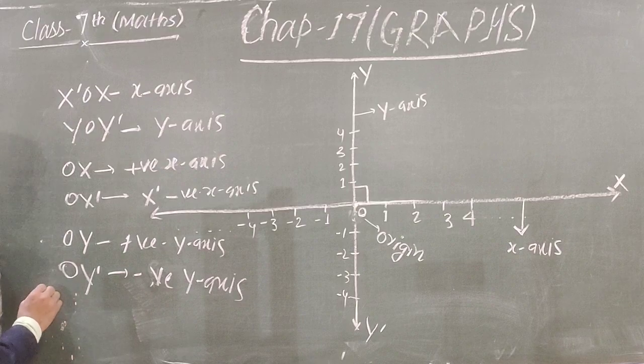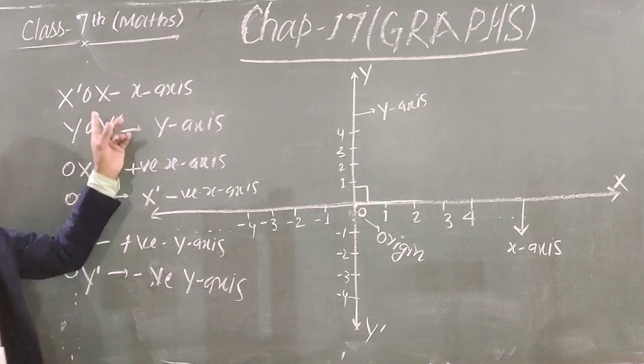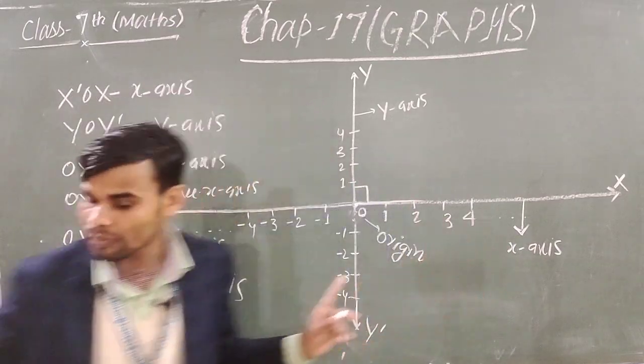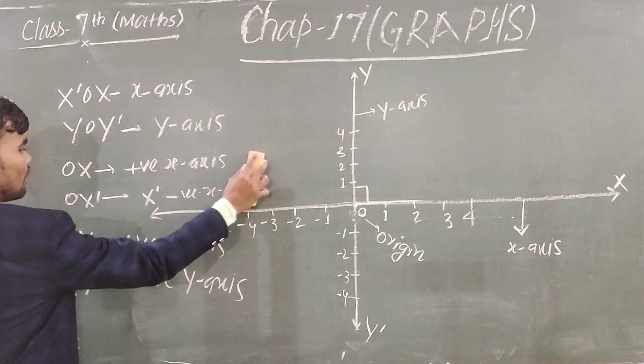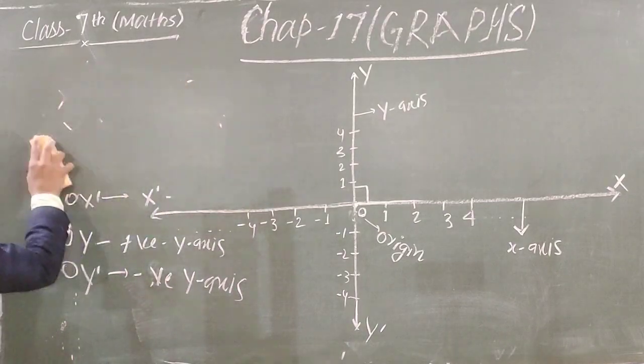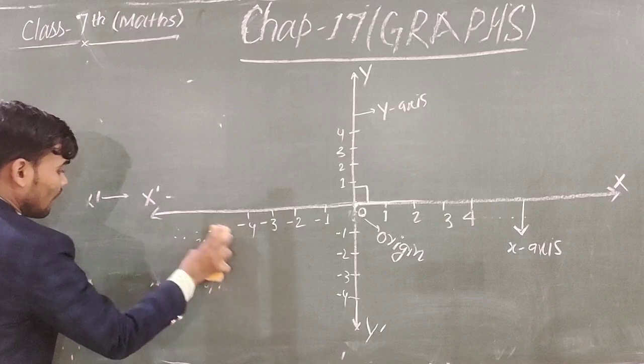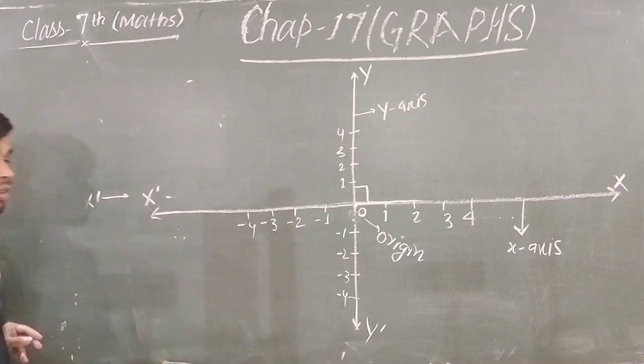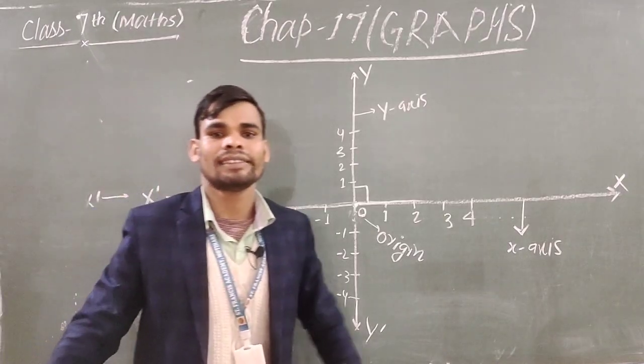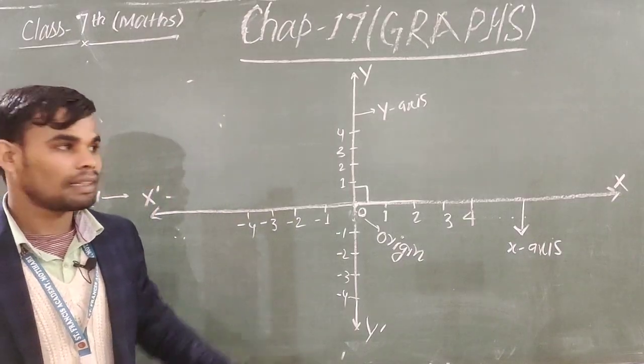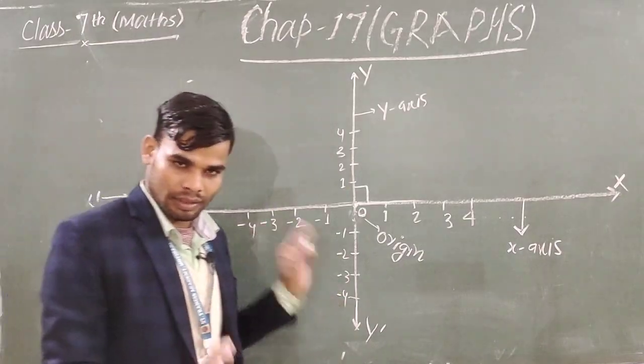Together x-axis and y-axis are known as coordinate axes. Axes is the plural of axis. I think you are able to understand this.